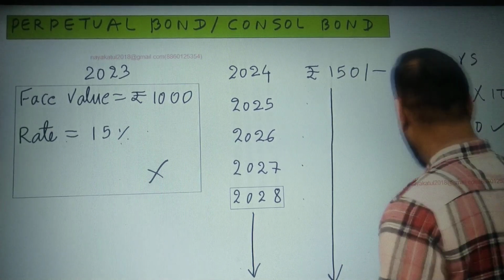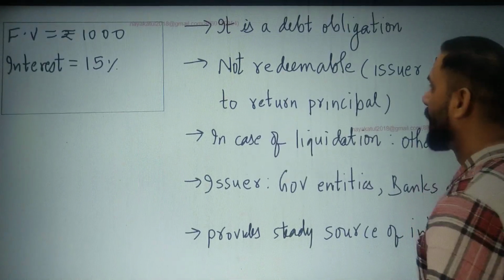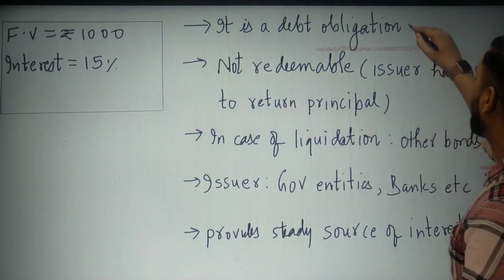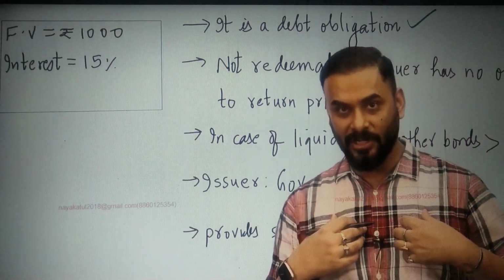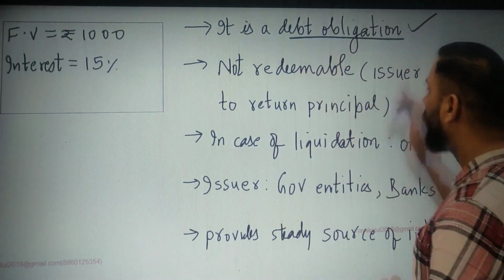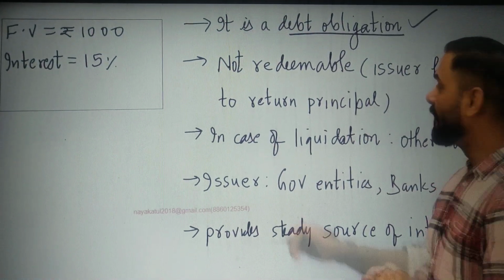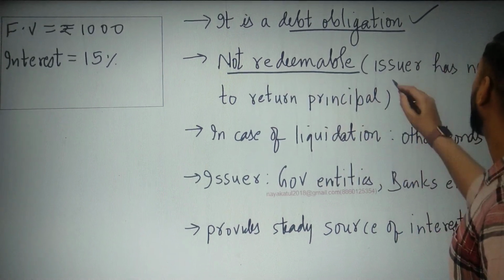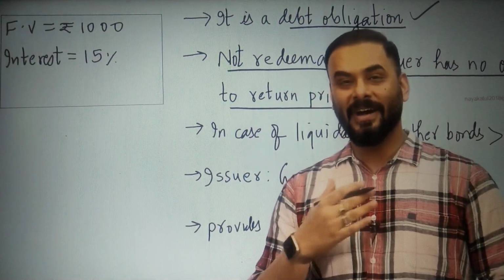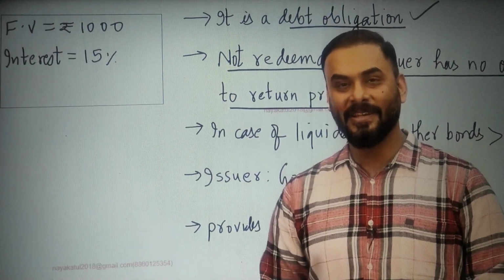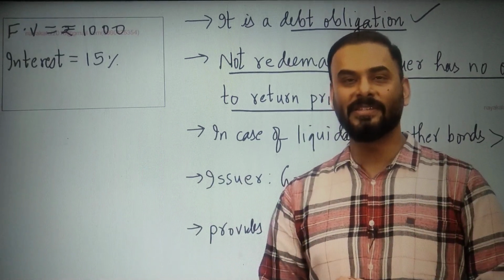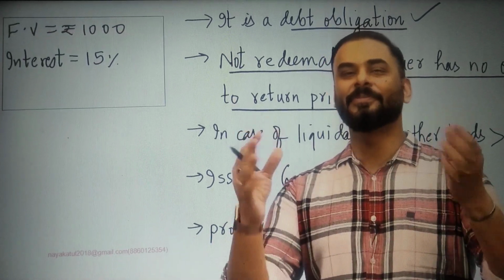Let us go a little deeper, technically a little deeper. Now, what are some of the features of such bonds? So we can clearly see that it's a debt obligation, which means I have issued it. So it's a debt for me. I have to return it. It's a debt obligation. But let us look at some interesting features. It's not redeemable, which means the issuer has no obligation to return the principal. Which means if I am the issuer, I gave the bond to Mr. Ratan Tata and Mr. Narayan Murthy. If I want, I can simply refuse and say that I will never return your principal.